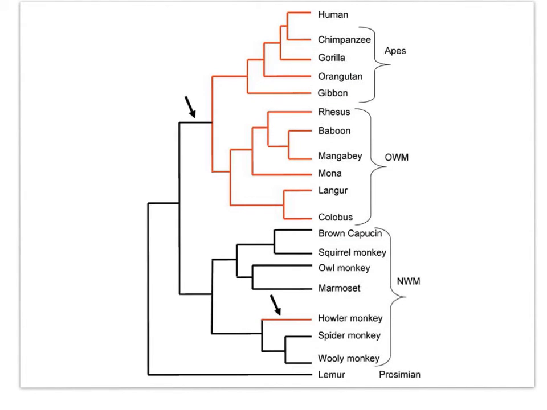In other words, just because the orang and the gibbon sit side by side on a cladogram, you must look back to their ancestor and take note that the orang and the gibbon are just as distantly related as the human is to the gibbon.